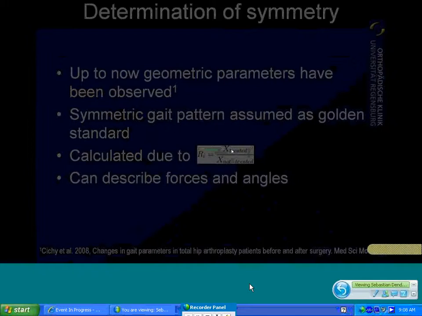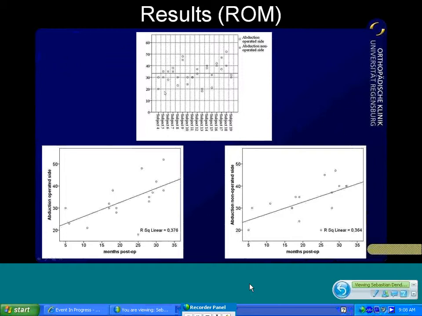Okay, so we move on to the results of the range of motion. In this chart, you can see the results for the abduction angles of the operated side, represented by circles, and the abduction angles of the not operated side, represented by squares. In this diagram, you can see on the x-axis the subject number and on the y-axis the actual range of motion angle. The black line represents the mean value over all participants.